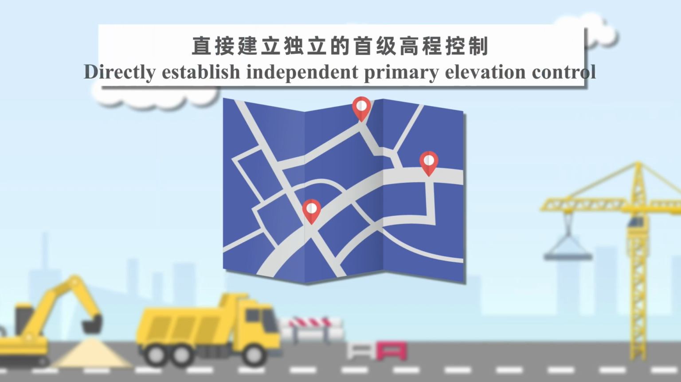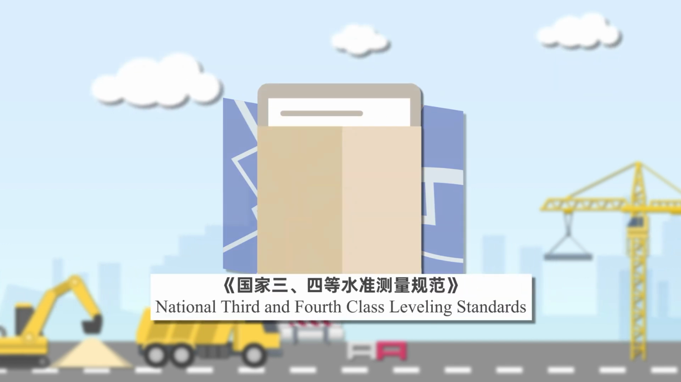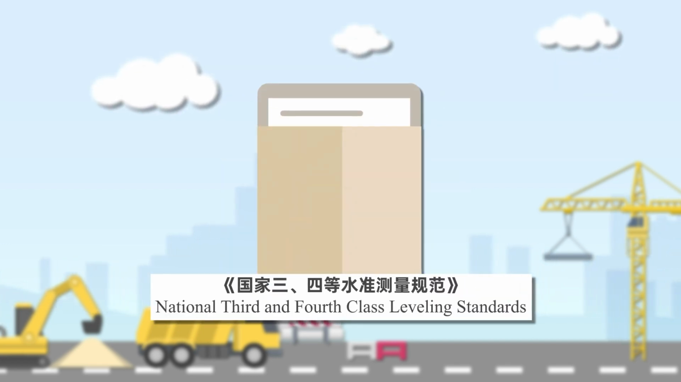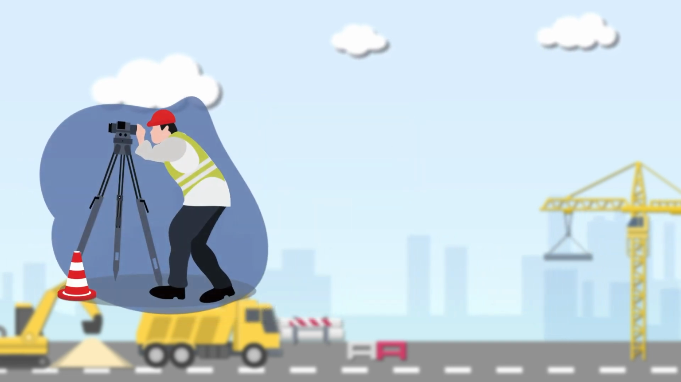If there is no national high-grade leveling point in the survey area or nearby, an independent first-level elevation control can also be directly established according to the 3 and 4 leveling survey methods. According to the National 3 and 4 Leveling Survey specifications, in engineering construction, the main technical requirements of 3 and 4 leveling survey observation work are: taking 4 leveling surveys as an example.